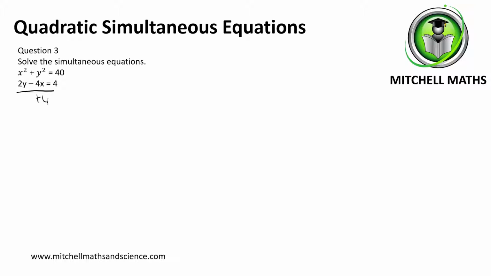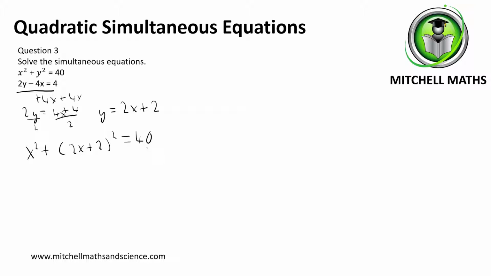Therefore, I'm going to plus 4x to both sides, which would give me 2y equals 4x plus 4. I'm then going to divide by 2, which will give me y equals 2x plus 2. And I'm going to substitute that into this equation. I've got x squared plus, well, y squared is 2x plus 2 squared equals 40.